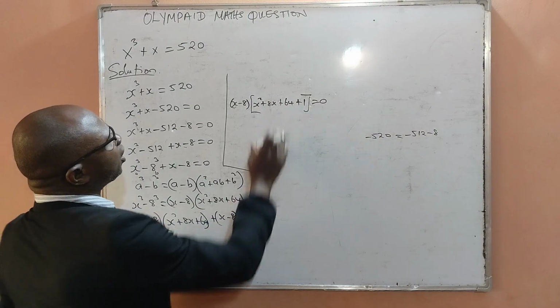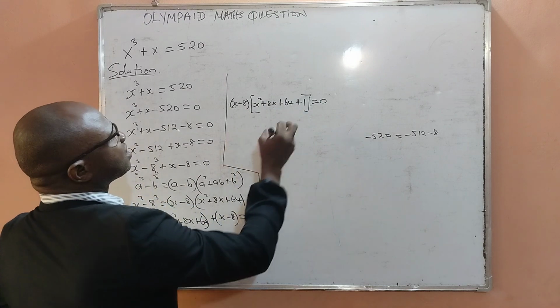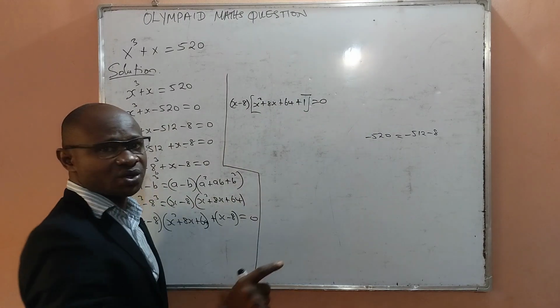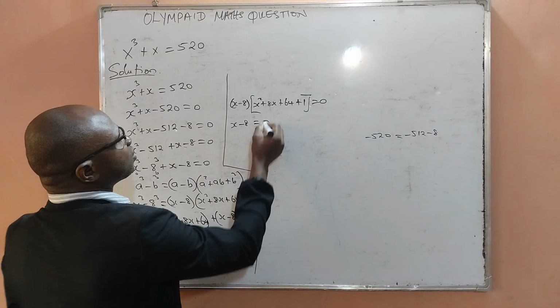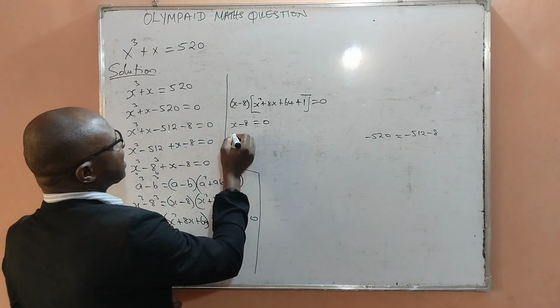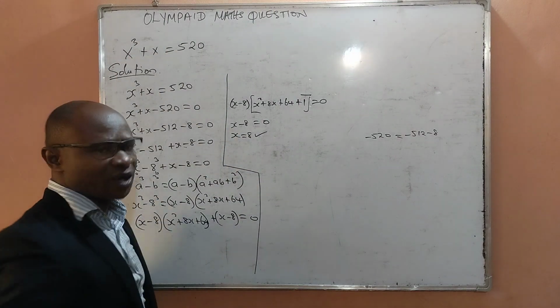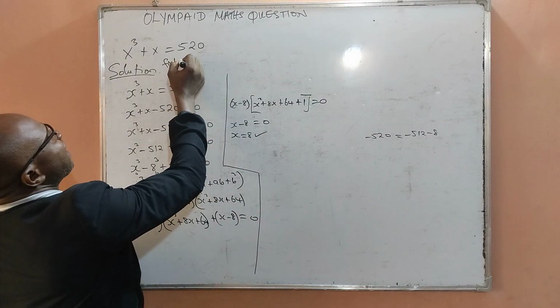Okay, we move on. From here, I can now write it as the first bracket is equal to 0 and the second bracket is equal to 0. Moving forward by that, I have x minus 8 equal to 0. From here, you can now see that x is equal to 8. Remember, we are looking for the value of x in the expression. The question is to find x.